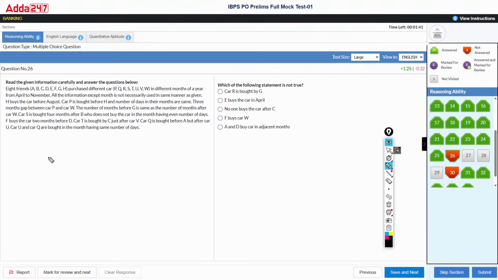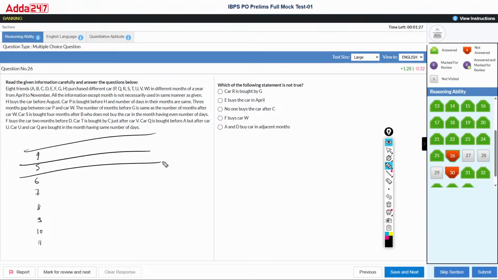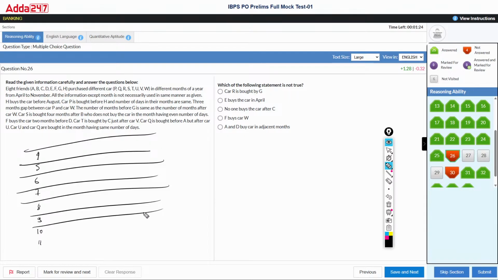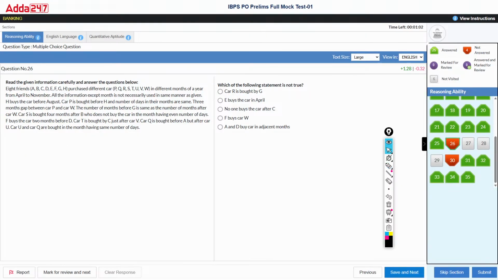8%. So April, May, June, July, August, September, October, November. Okay. H buys a car before August. P bought car before H, and number of days in their month are same. Oh my god. I think I will just skip now.